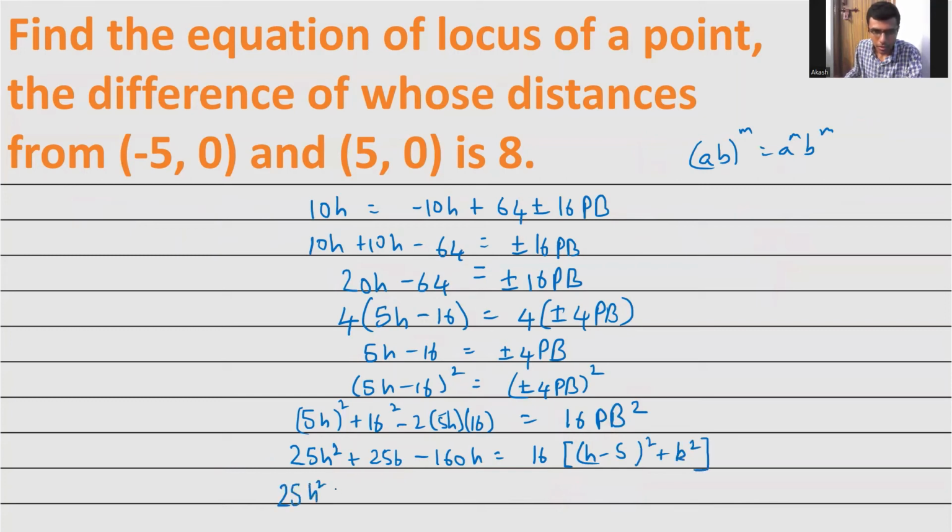So 25h square plus 256 minus 160h. Keep the LHS as it is for the time being. 16 into, expand here, the square: h square plus 25 minus 10h plus k square. Okay, I'm going to next page.